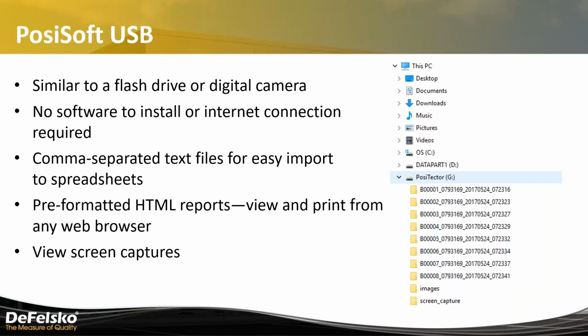In that USB setup, there's also comma separated text files, which make it very easy to import your data into spreadsheets like in Excel. And I'm going to just do a brief demonstration of that. Also has pre-formatted HTML reports. These reports have been recently redesigned just to change the form factor a little bit. So it just makes it very easy to view and print the data from any web browser. You can also view your screen captures here in the PosiSoft USB.